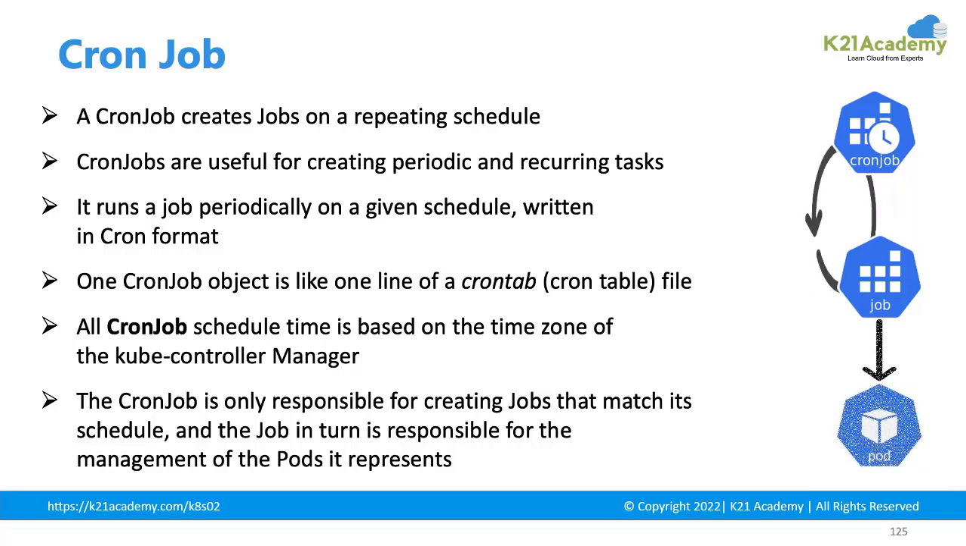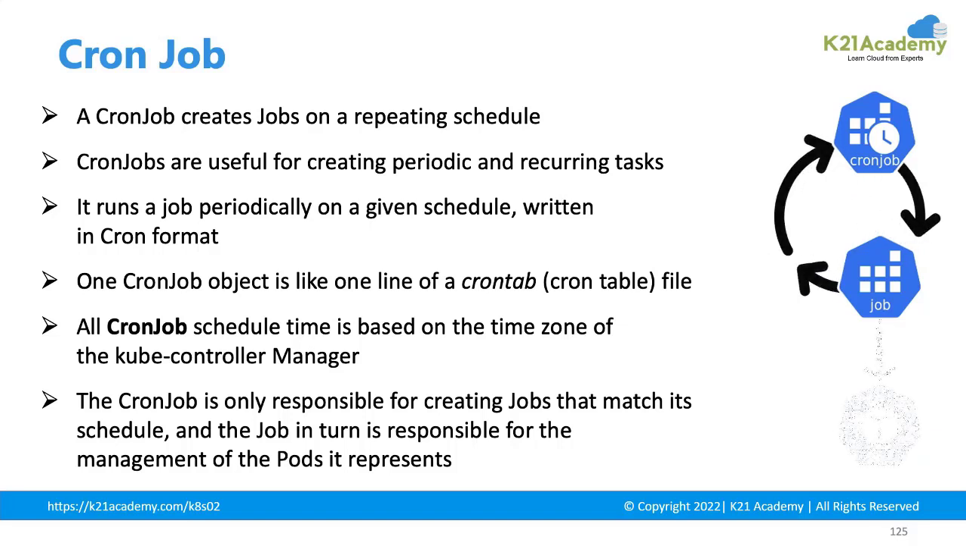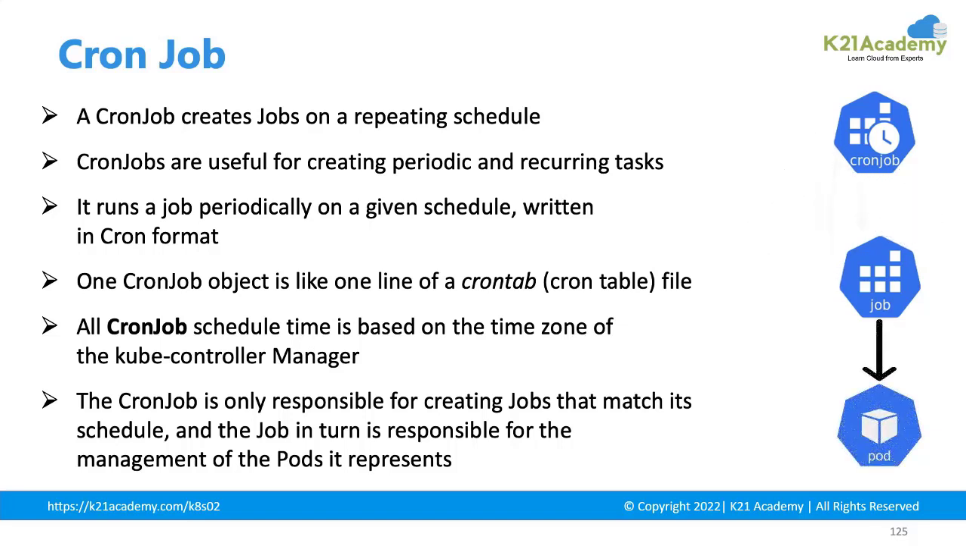Suppose I'm saying that every day at 6 p.m. go ahead and clean some log files, then the pod would go ahead and clean the log files. So a cron job is just like a controller which keeps track of the creation of a job on a defined schedule, and the job monitors or keeps an eye on the pod, whether the task is done by the pod or not.